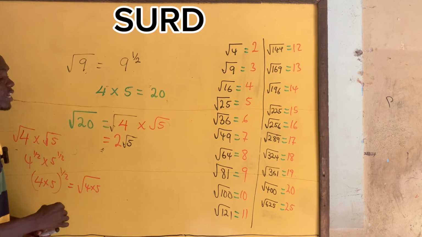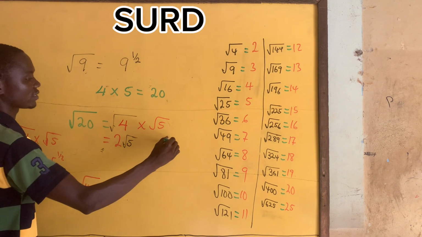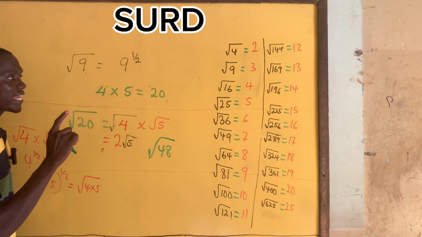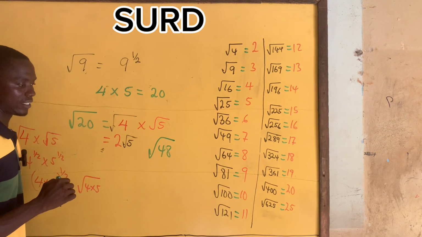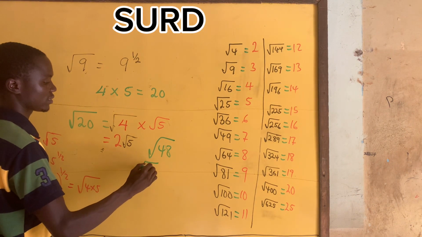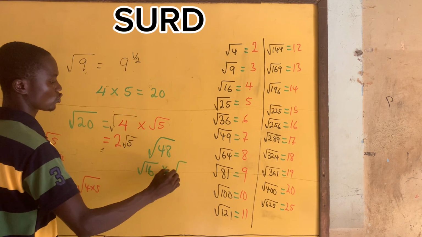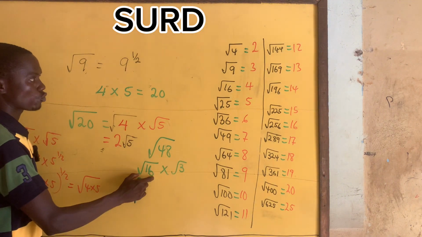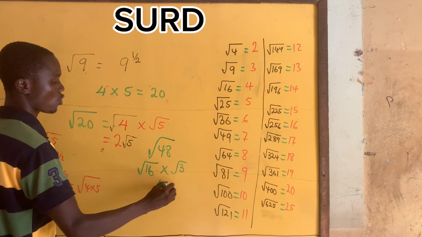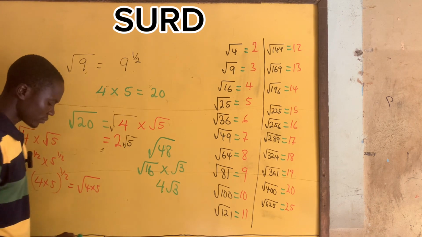What about the square root of 48? Sure. 48 is 16 times 3. So this is square root of 16 times square root of 3. Square root of 16 is 4. So we write this one as 4 root 3.